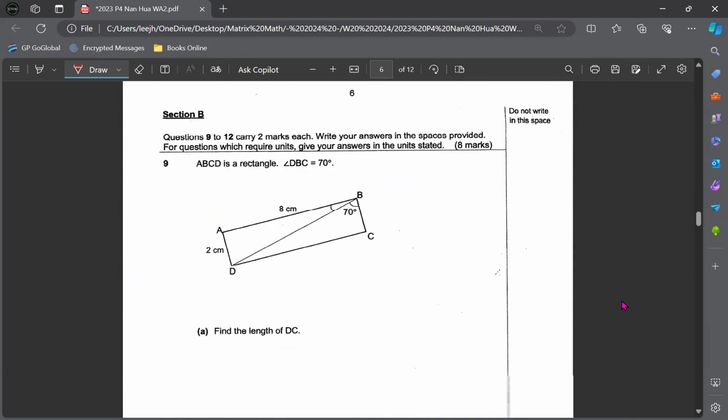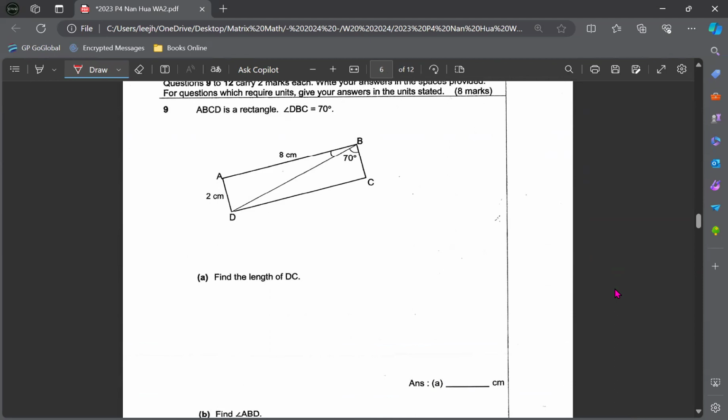Question number 9, section B. So ABCD is a rectangle. Angle DBC is 70. So this is a rectangle. So find the length of DC.